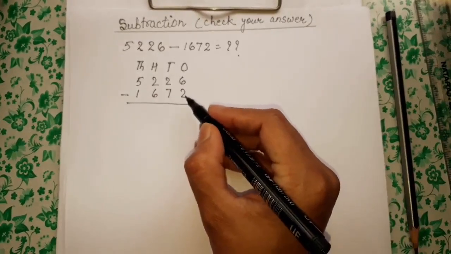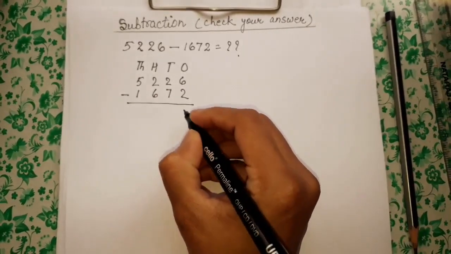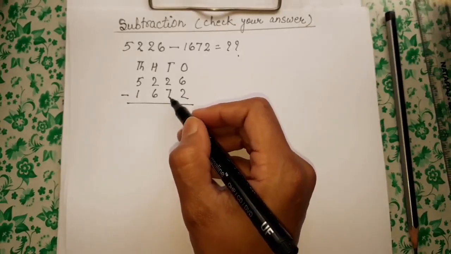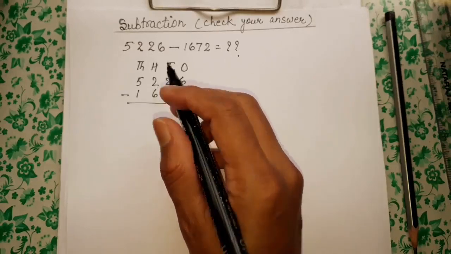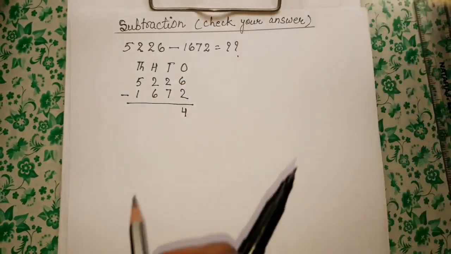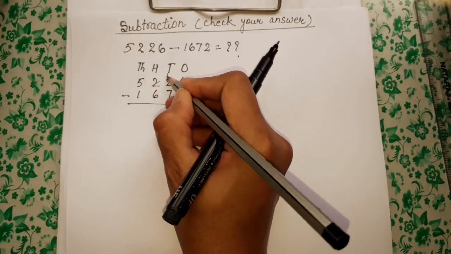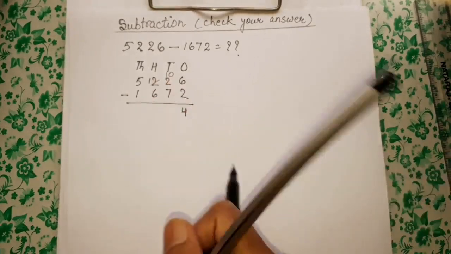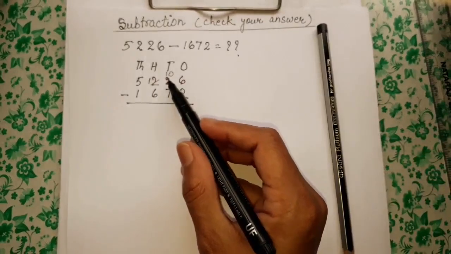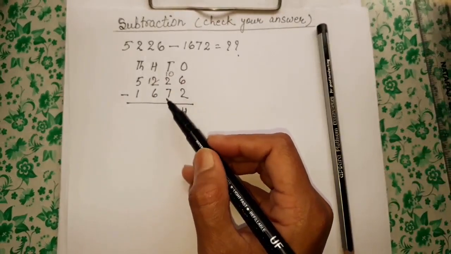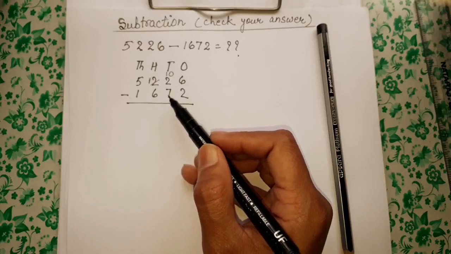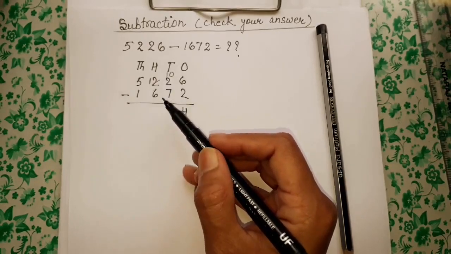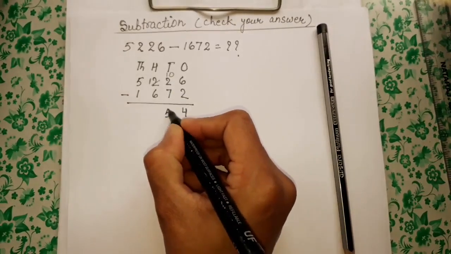When we subtract 2 from 6, we get 4. But we are not able to subtract 7 from 2. We have to take borrow. Here we take 10 as a borrow and here it comes 1. When we add 10 plus 2, it is 12, and now we have to subtract 7 from 12. When we subtract 7 from 12, we get 5.